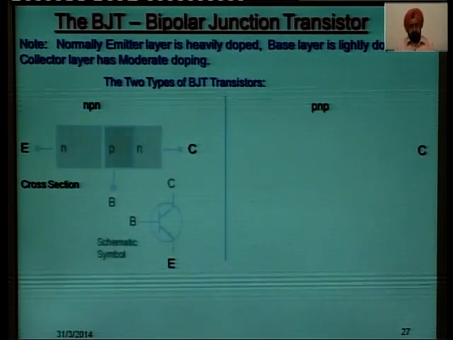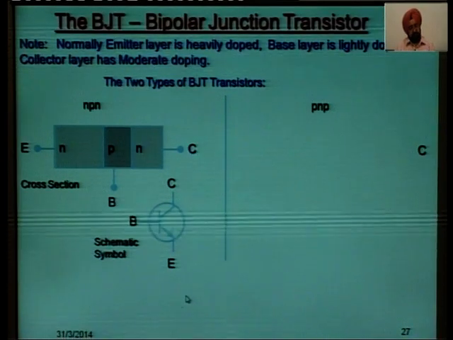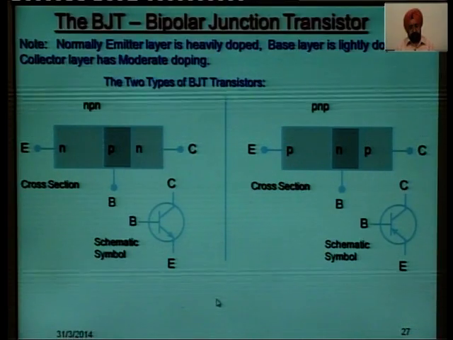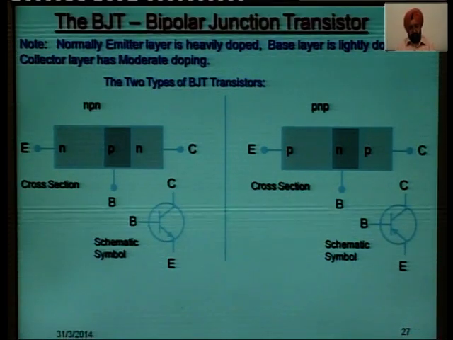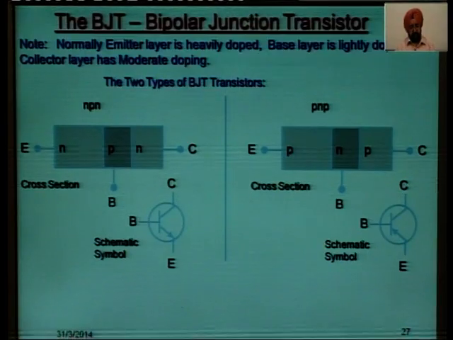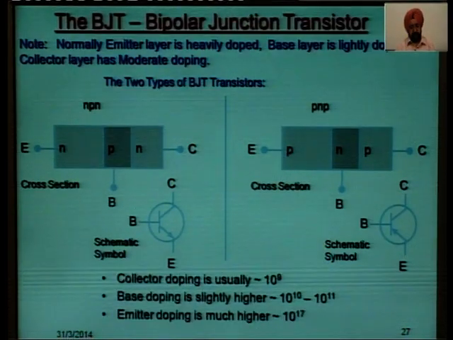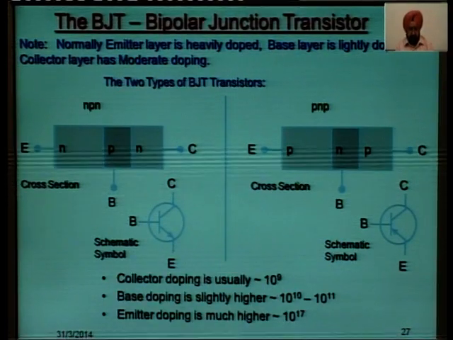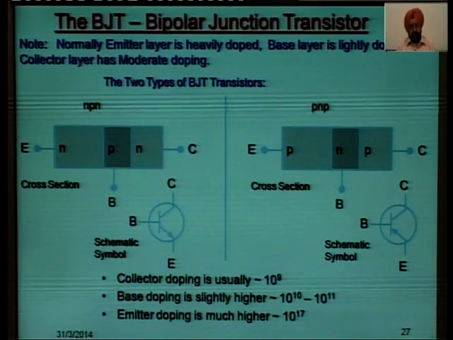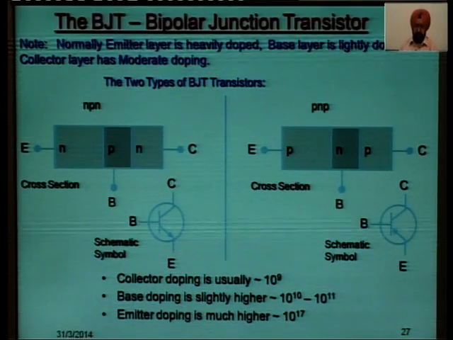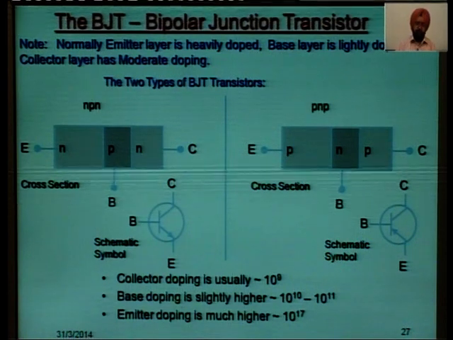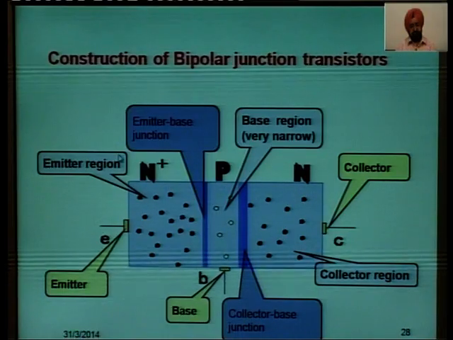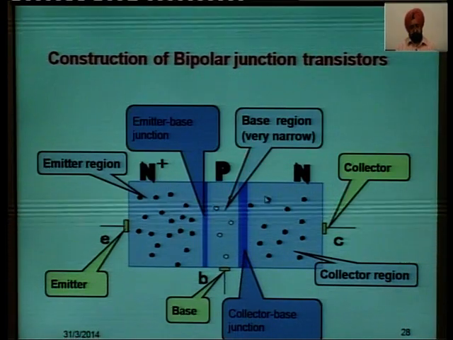So, you can see another picture of NPN and PNP transistors, emitter being heavily doped, base slightly doped, collector has moderate doping. If you want to write down the values, collector doping is usually 10 to the power 9, base doping is slightly higher, 10 to the power 10 to 10 to the power 11, emitter doping is much higher, that is 10 to the power 17. So, this is how the bipolar junction transistor is constructed.